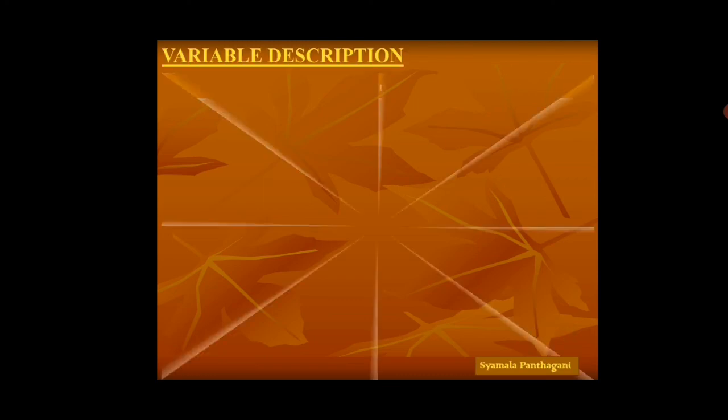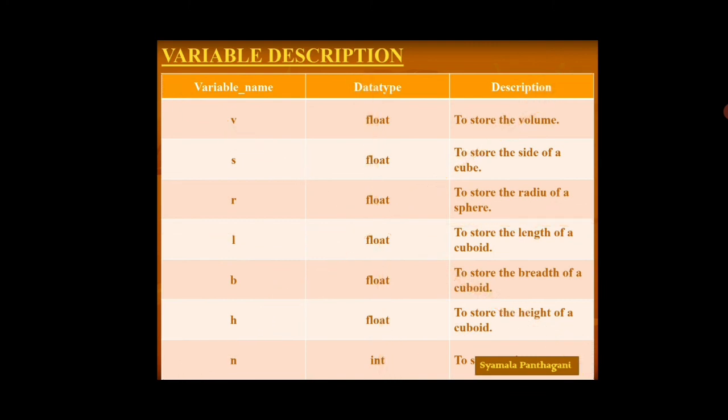Variable description. Before writing the program, we have to write this variable description. V is a float type data to store the volume. S is a float type data to store the side of a cube. R is a float type data to store the radius of a sphere. L is a float type data to store the length of a cuboid. B is a float type data to store the breadth of a cuboid. H is a float type data to store the height of a cuboid. N is an integer to store the control variable.